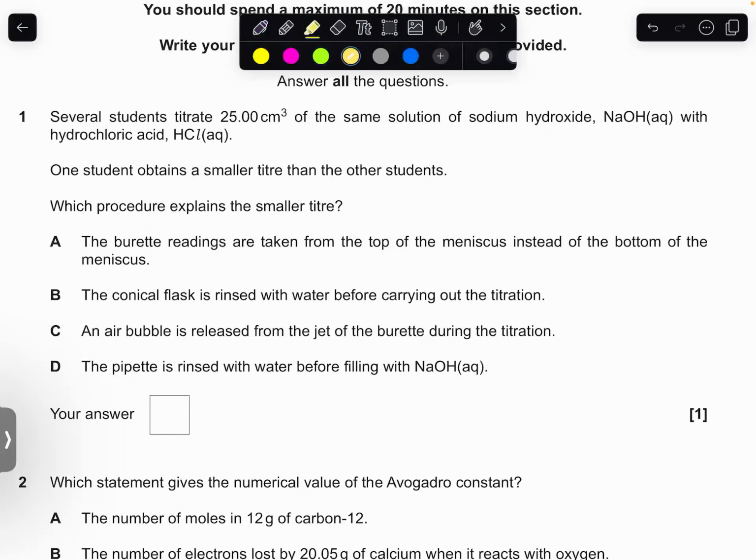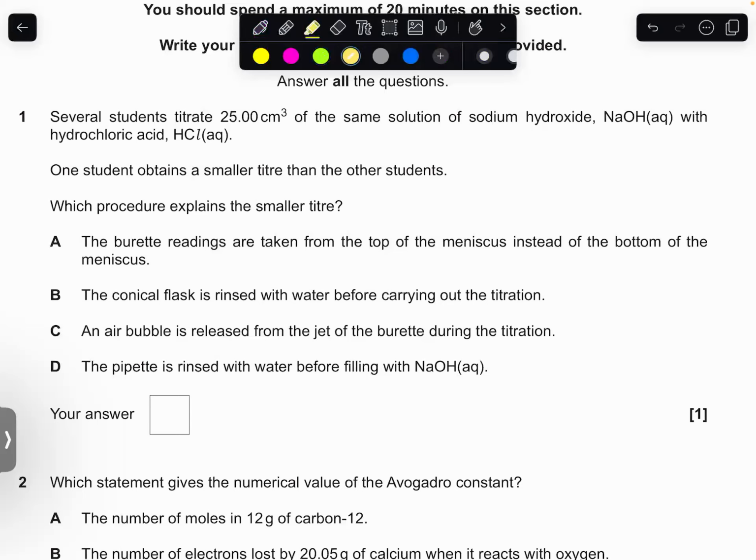It says several students titrate 25 centimeters cubed of the same solution of sodium hydroxide with hydrochloric acid. One student obtains a smaller titer. Which procedure explains this? You see in this question, the sodium hydroxide is going to be in the conical flask and you're titrating it with HCl from the burette.